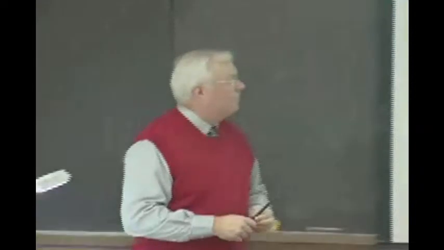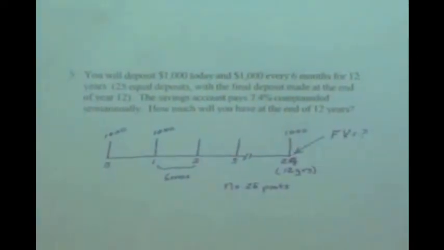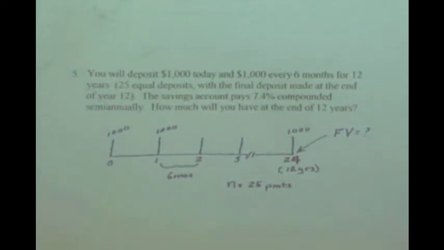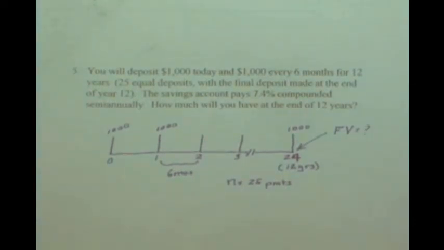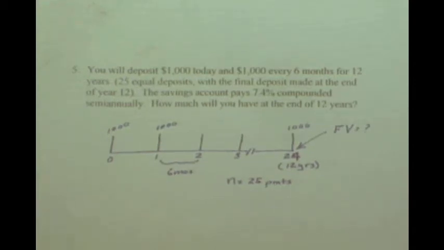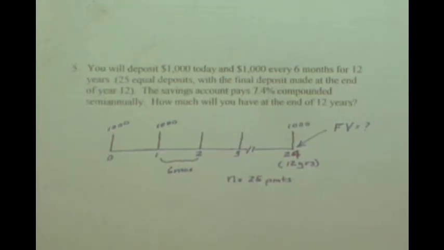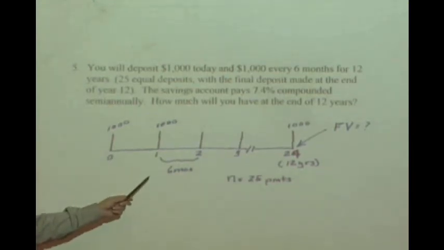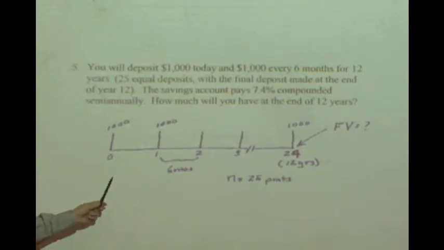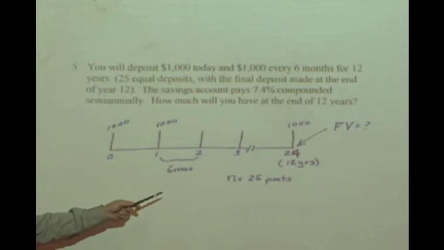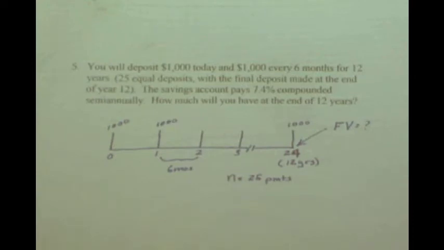And number 5 says, you're going to deposit $1,000 every 6 months for 12 years. 25 deposits, the final deposit made at the end of year 12. The savings account pays 7.4%, compounded semi-annually. How much will you have at the end of 12 years? Notice that there's 6 months between payments. And even though they all occur over 12 years, N is equal to 25 payments. The interest rate is compounded semi-annually, and so it automatically fits the time between payments.